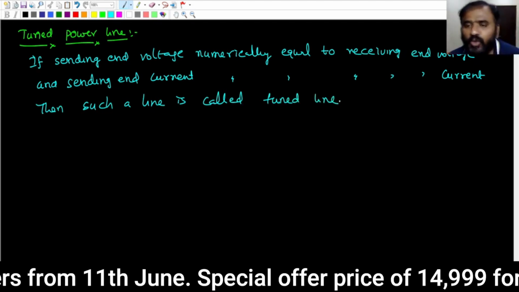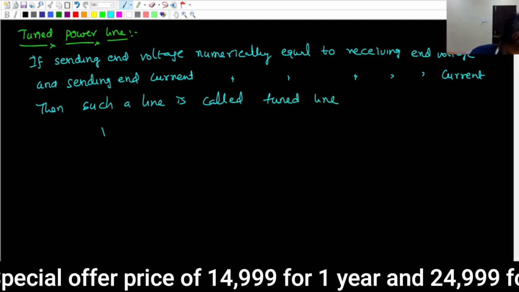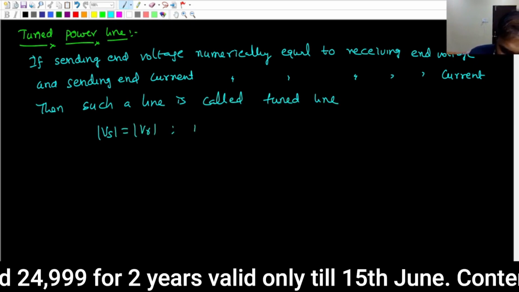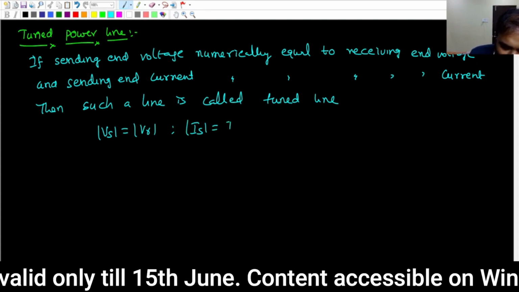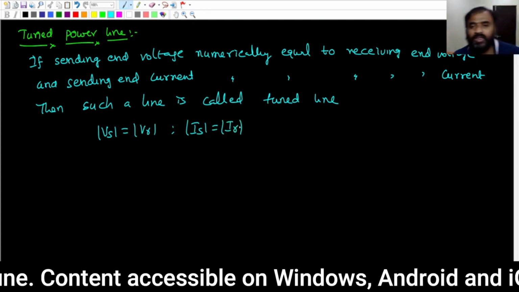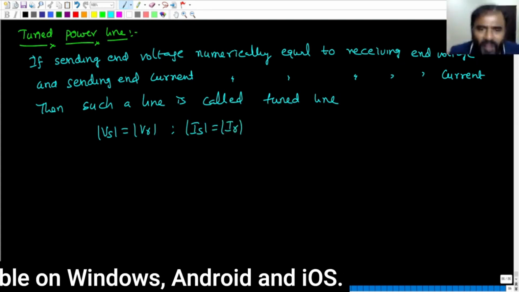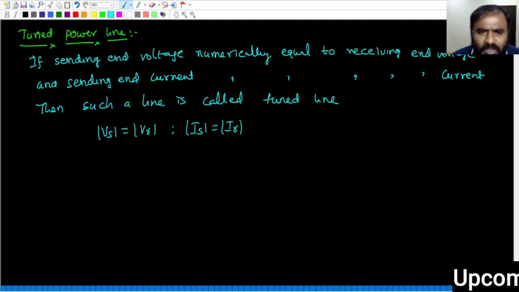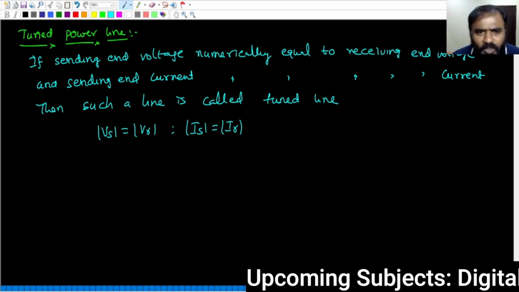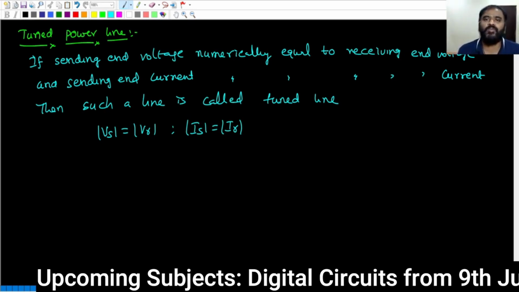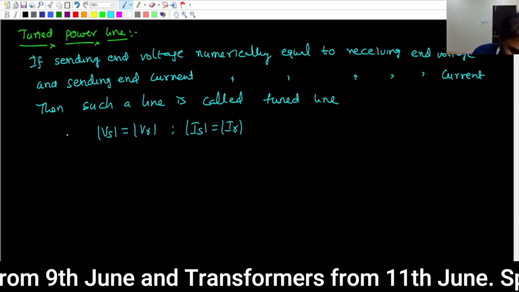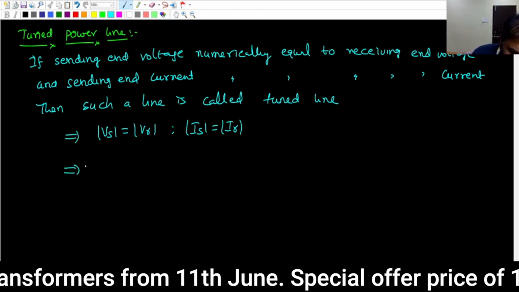Why it is called a tuned line, we'll see later, don't worry. But as per the definition of a tuned line, Vs equals VR. Maybe you are thinking that under surge impedance loading also we are getting this. Yes, we are getting it. But the point is that for surge impedance loading only, Vs equals VR and Is equals IR is possible. We want it for any loading. If this is true for any loading, then that is called a tuned power line.